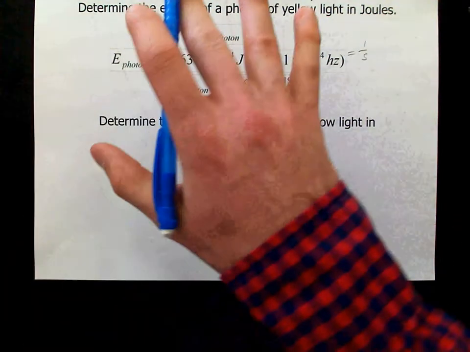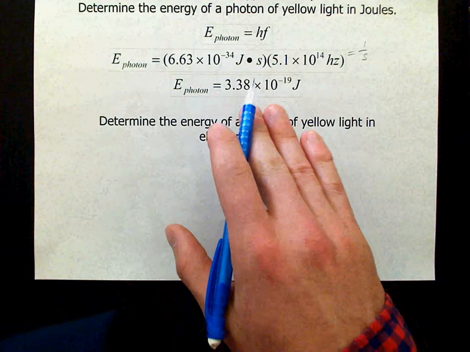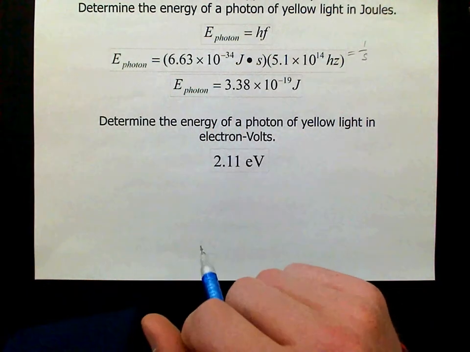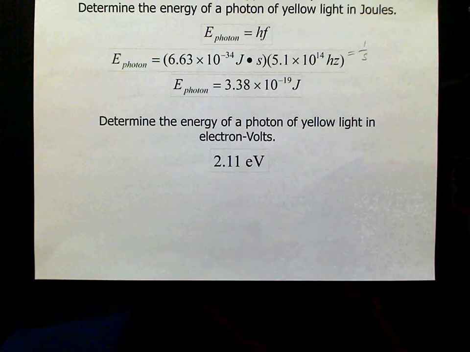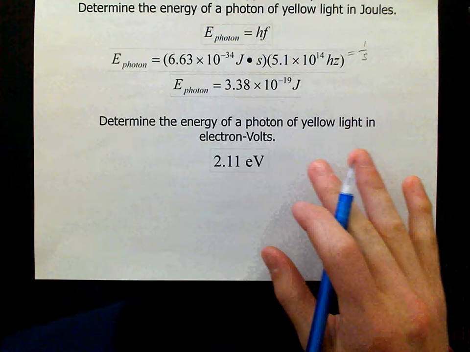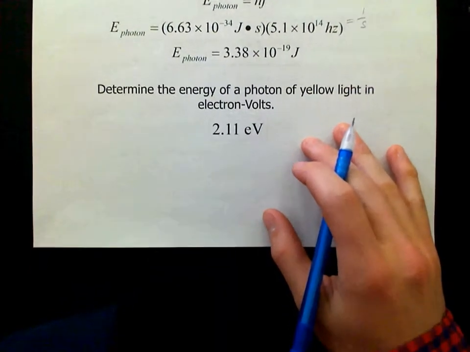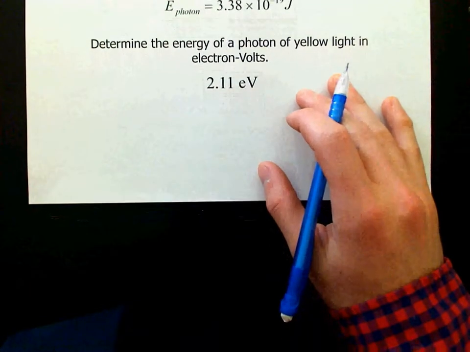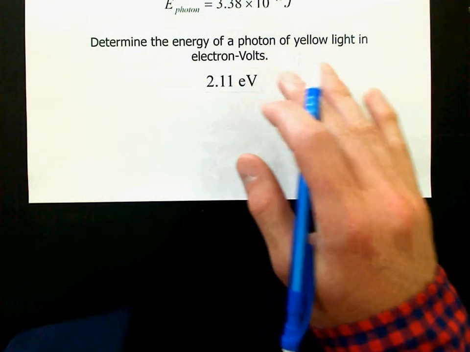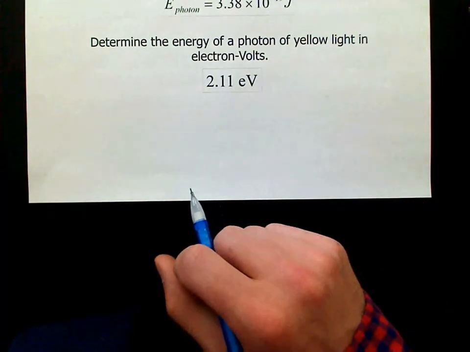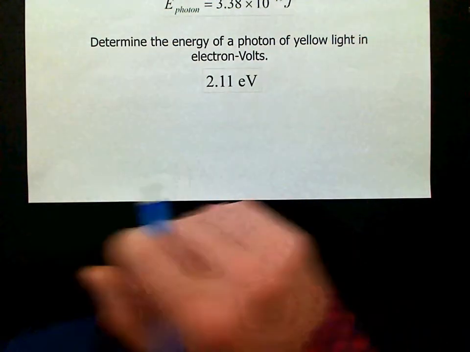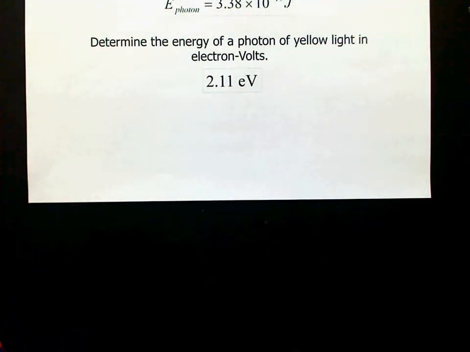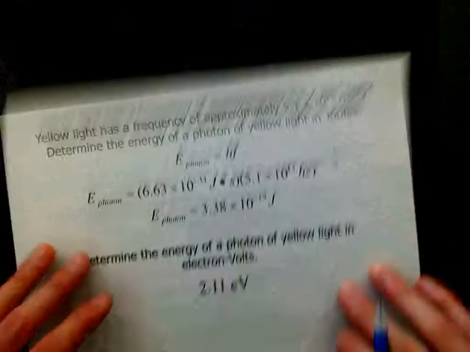So what I want to challenge you now is to convert this from joules into electron volts. And we already know how to do that. So we're going to get 2.11 electron volts. Okay? Small amount of electron volts, but it makes sense. Let's try another practice problem.